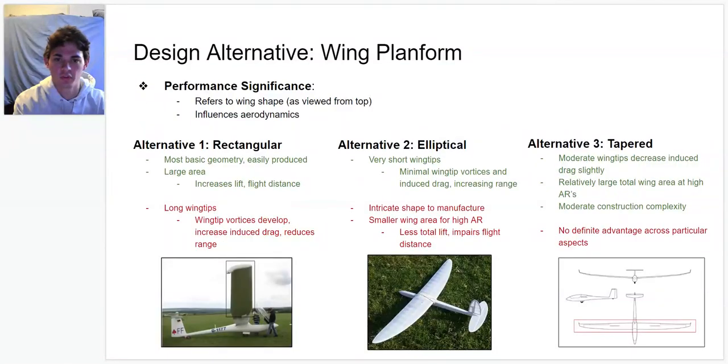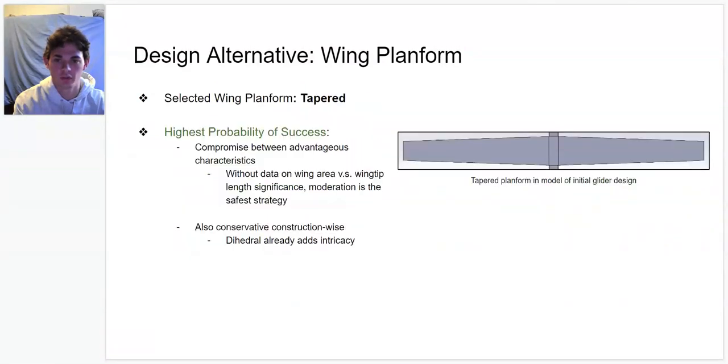The tapered planform is a compromise with medium wingtip length and medium area at high aspect ratios, but no definitive advantage across either metric. I selected the tapered planform as a safe, moderate alternative. It is also fairly conservative in construction complexity.